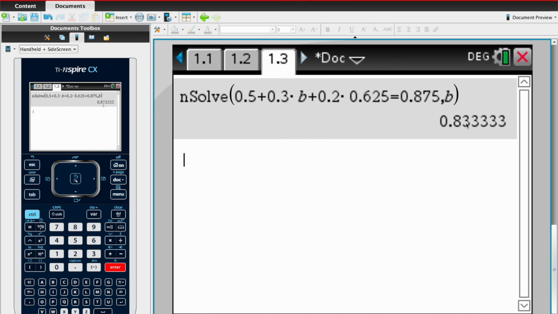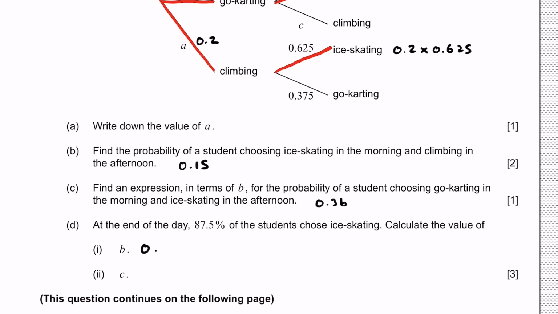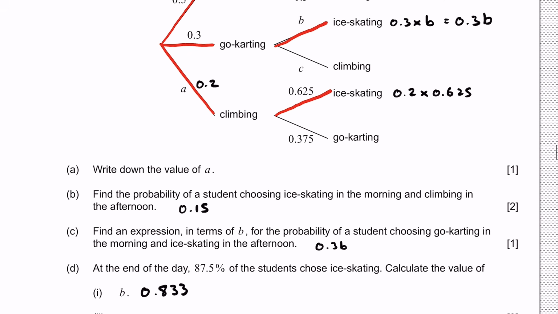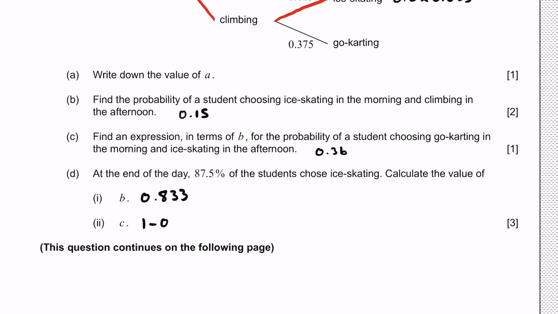All right, so 0.833333. That's the value of b. Going back to the document here, b equals 0.833. And these are binary events, so there's only two possible outcomes. We can imagine 83.3% of students choose ice skating, and the rest would choose climbing. So working this out for C, what's left over after we take 0.833 away from 1 would give us 0.167. Okay, and that's that. So let's go on.